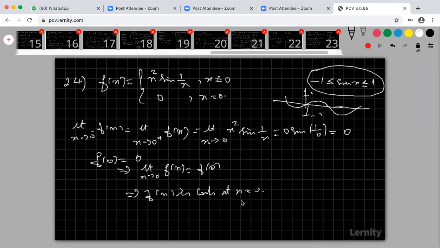Okay, sir, what about the remaining points, x less than 0 and x greater than 0? Is the function continuous or not? When x is less than 0, this is my function. Separately, x square is a polynomial function, continuous. The sine of 1 by x is a trigonometric function that is also continuous because sine x is continuous. The product of two continuous functions is also continuous. Similarly, for greater than 0 also, this product of two continuous functions is continuous.